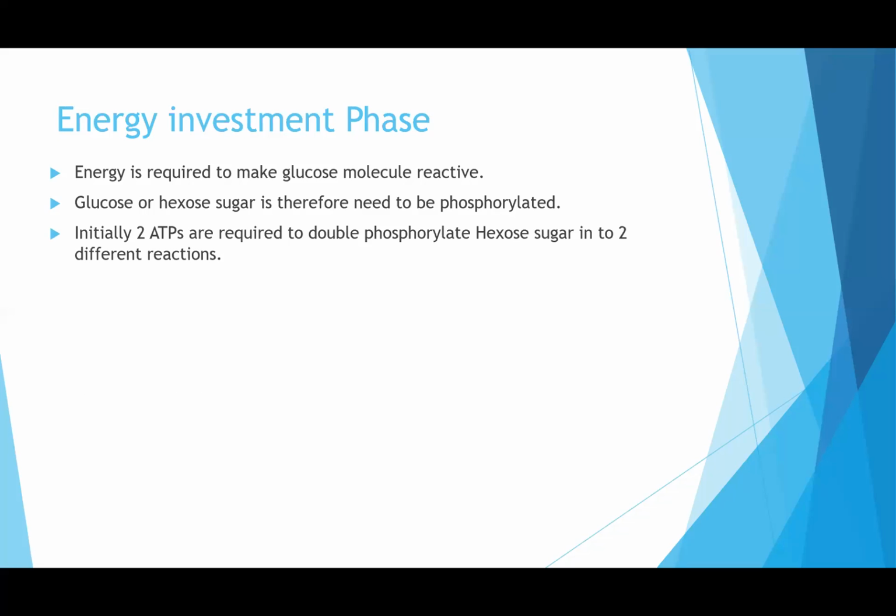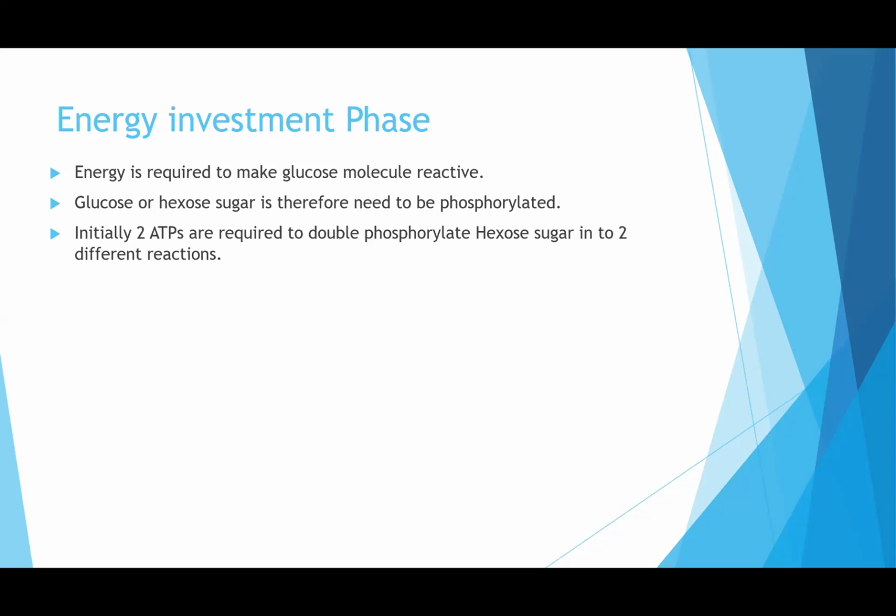Now, initially, 2 ATPs are required to double phosphorylate hexose sugar in 2 different reactions. You know, ATP is the energy currency, the only source of energy that can be provided for body metabolism. Since this reaction requires energy to make the glucose molecule active, 1 ATP is not sufficient as an activation energy source. We need at least 2 ATP molecules to make the glucose molecule active.